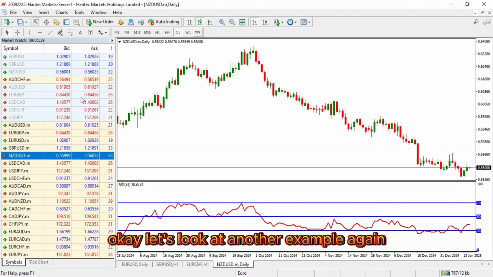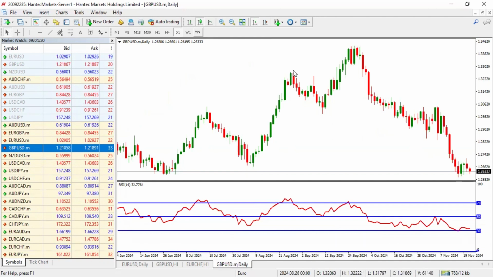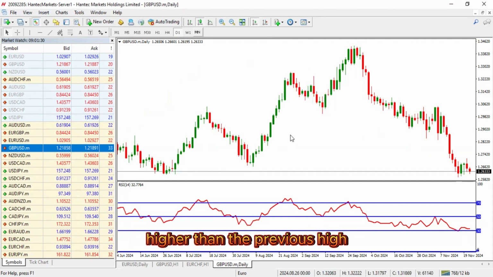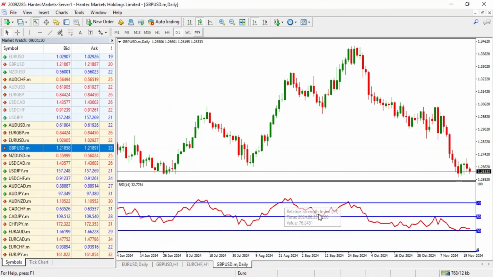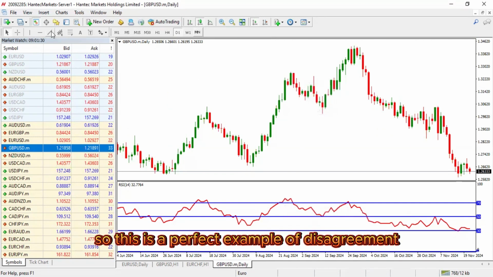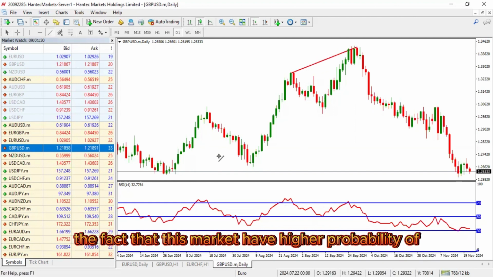Okay, let's look at another example. Let's look at GBP/USD. This market has been bullish, printing higher highs, higher lows, higher highs, higher lows. Coming to this level, it printed a high and another high higher than the previous high. But when you look at this indicator, it disagreed. This indicator was supposed to print a high higher than this high, but instead it printed a lower high than here, while this price high is higher than here. So this is a perfect example of a disagreement, stating the fact that this market has higher probability of reversing.